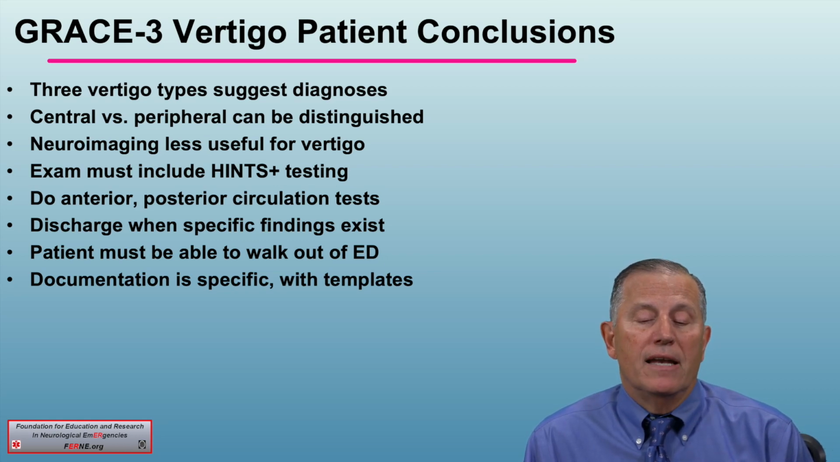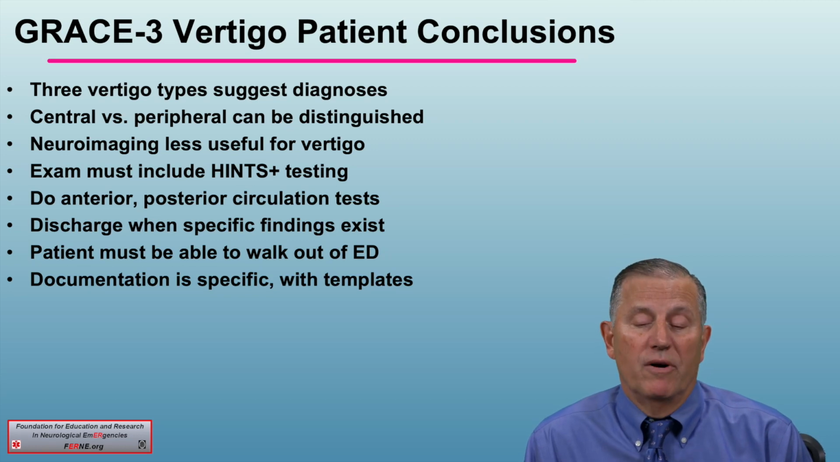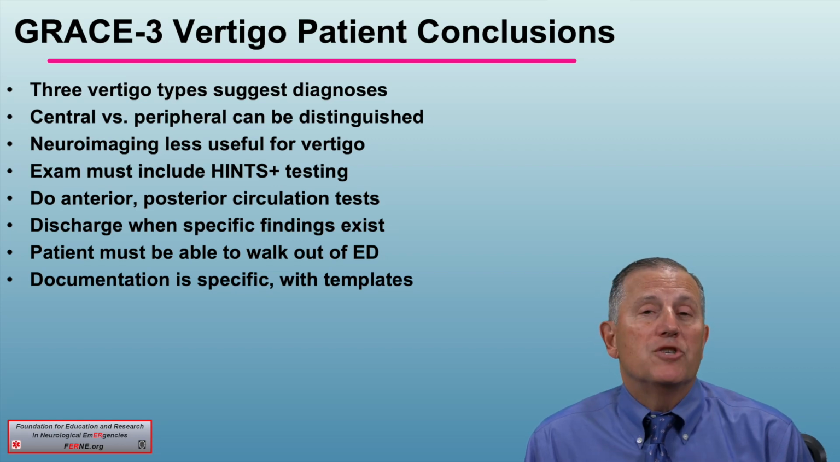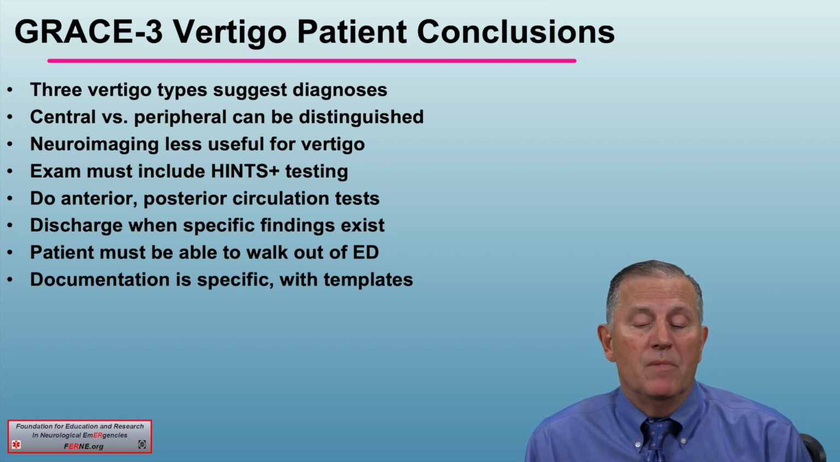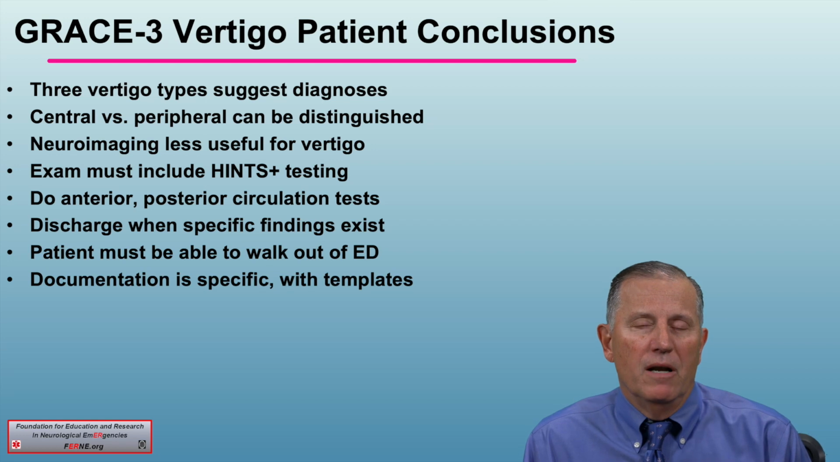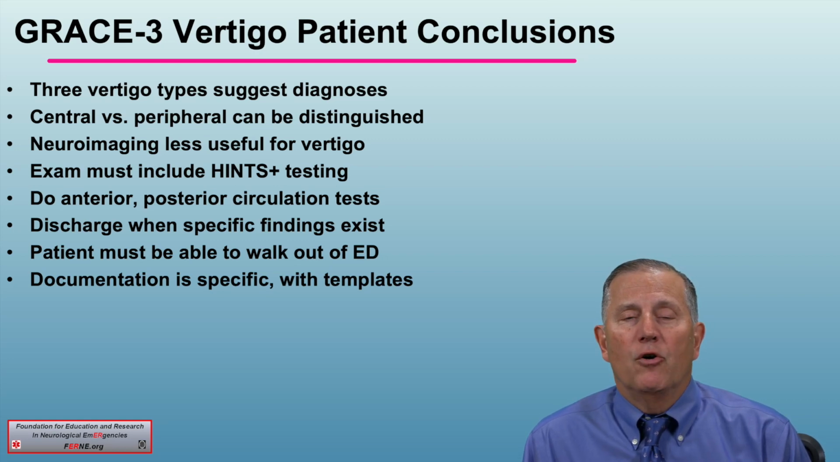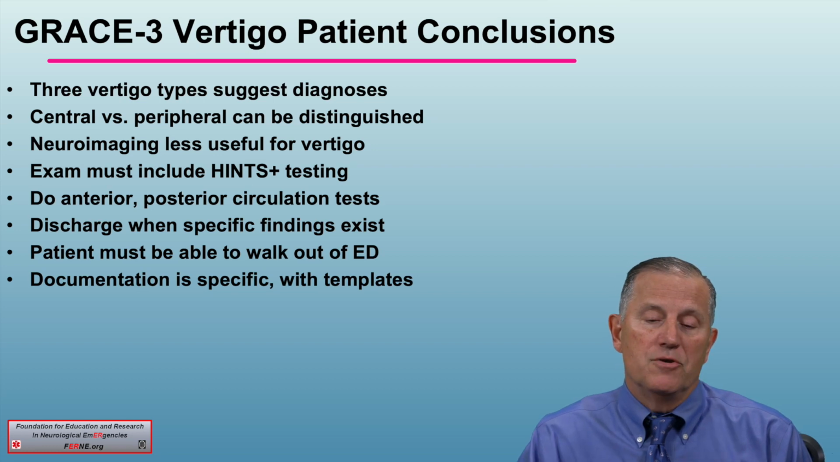It's important that discharge occur only when specific findings suggest that the patient is safe because the likely etiology of the vertigo is peripheral. The patient must be able to walk out of the emergency department. The documentation is very specific and can be templated. And lastly, consider the GRACE 3 work as a specialty. In other words, beginning to train emergency clinicians in the optimal treatment of patients with vertigo begins with training a subgroup of emergency clinicians who have an interest in neurological emergencies and injuries.